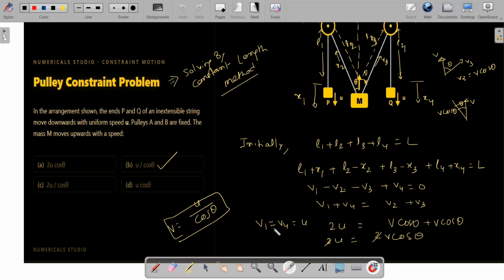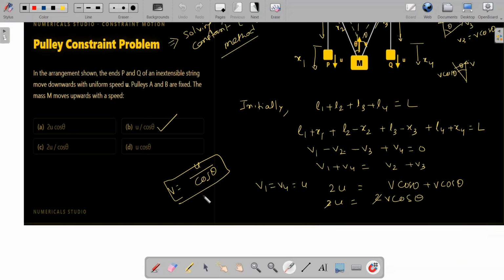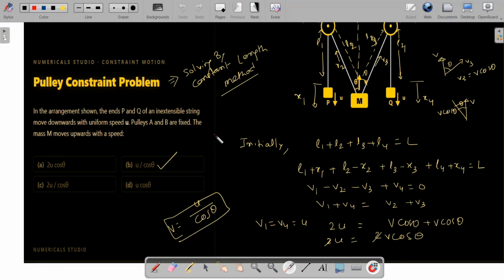Now, since V1 and V4 are both given as u, we can rewrite this as 2u. And since the mass m in the middle is moving up with velocity v at an angle, the component of v along V2 and V3 can be written as v cos theta. So overall, we get 2u equals v cos theta, which finally gives us v equals u by cos theta.